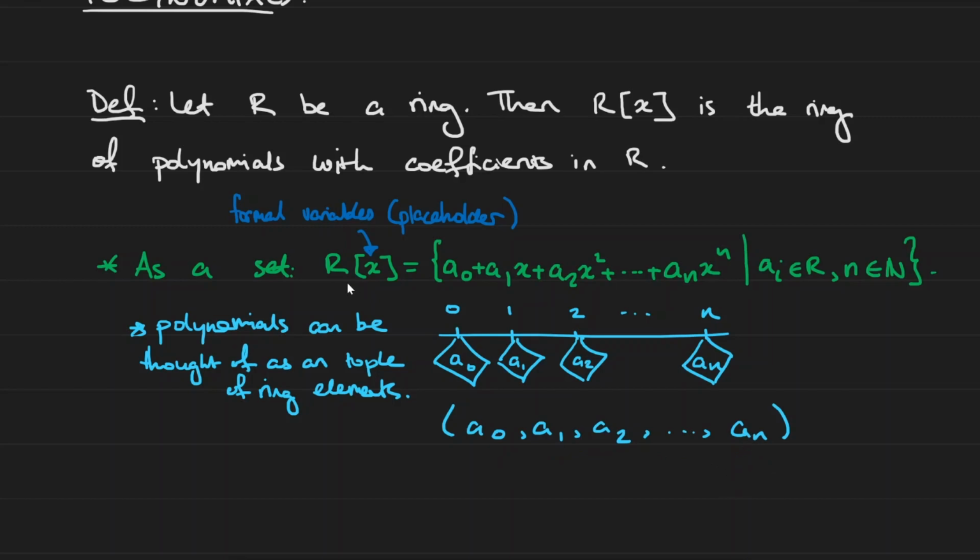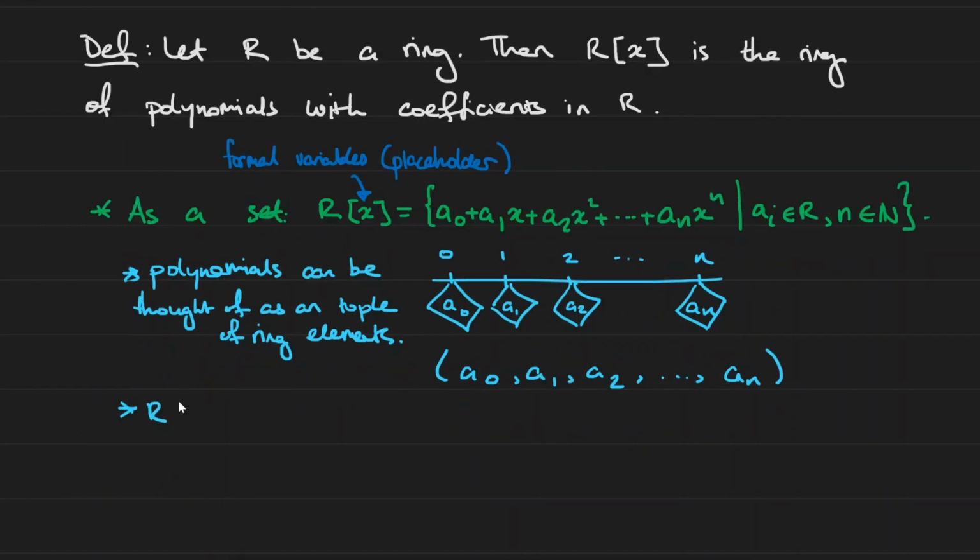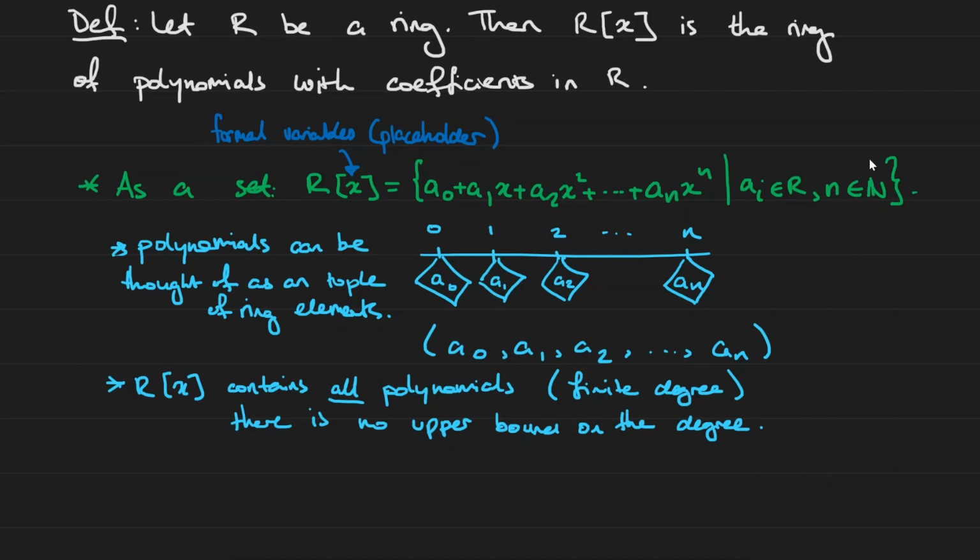I just want to mention another thing about this set R[x], because it can be a point of confusion if you see it for the first time. If you write R[x], this is referring to the set of polynomials in R. So it really contains all polynomials that you can think of, which means that you have to have finite degree, where by the degree of a polynomial we're referring to this highest power here. It's a bit of a subtle point, but this doesn't mean that there's a bound on the degree of a polynomial. It doesn't mean that we're limited to some arbitrarily chosen n value.